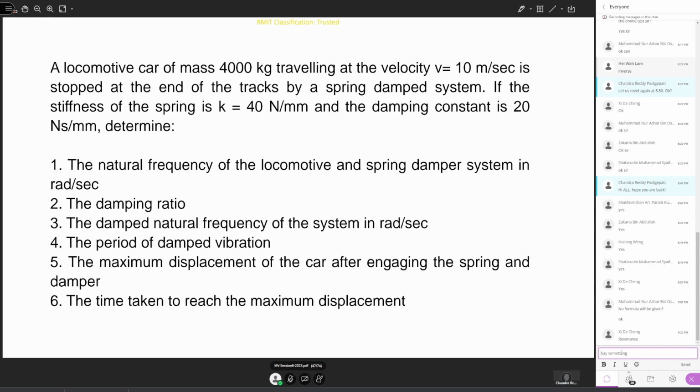The mass of the locomotive car is given as 4,000 kilograms. It is traveling at a velocity of 10 meters per second, and it is stopped at the end of the tracks by a spring damper system. The stiffness of the spring is 40 Newton per mm, and the damping constant is 20 Newton second per mm. So this is the C value, K value, M value. Velocity is given.